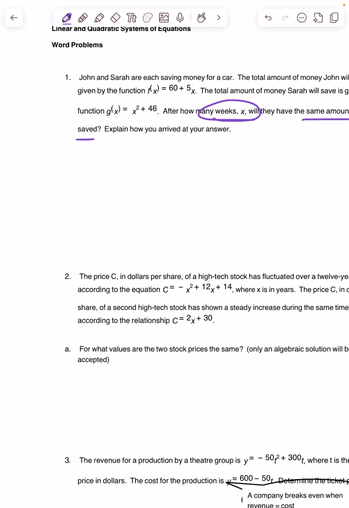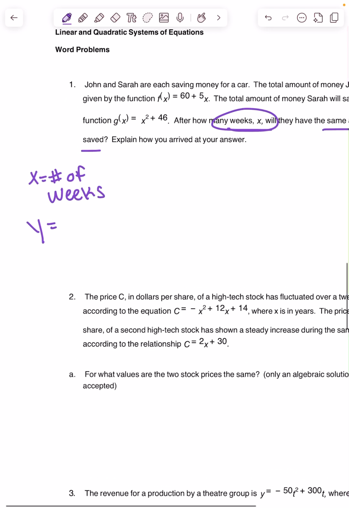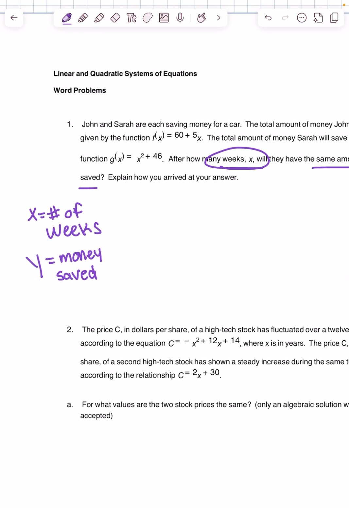So one thing that we need to take note of is that our x variable represents the number of weeks. And our y variable, which is really just that f of x and g of x, is equal to money saved. What this question is asking is in how many weeks will they have the same amount of money saved? So we can assume that g of x and f of x are the same. Let's go ahead and set these two equations equal to each other.